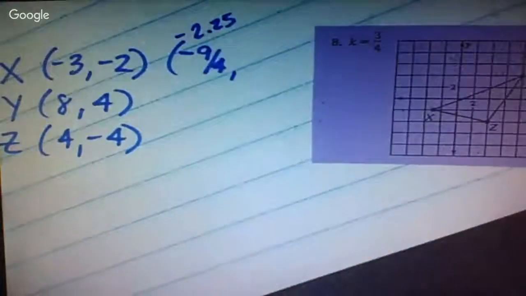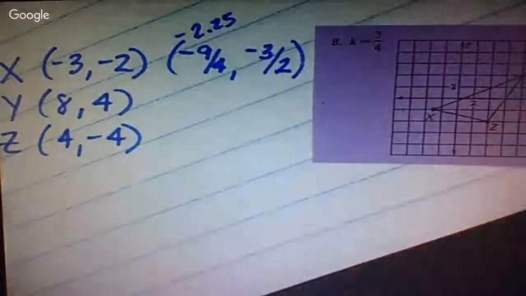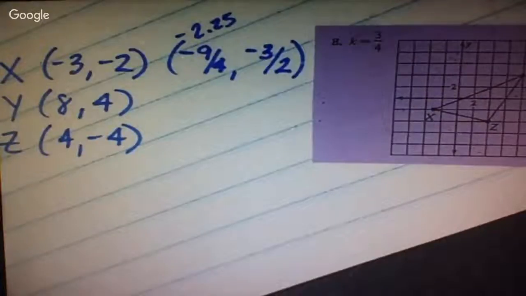Okay, my scale factor this time is 3/4. So -3 times 3, 9, divided by 4. It's -2.25 or -9/4. This can also be written as -2.25. -2 times 3, -6 divided by 4. -6/4 reduces down to -3/2 or -1.5.